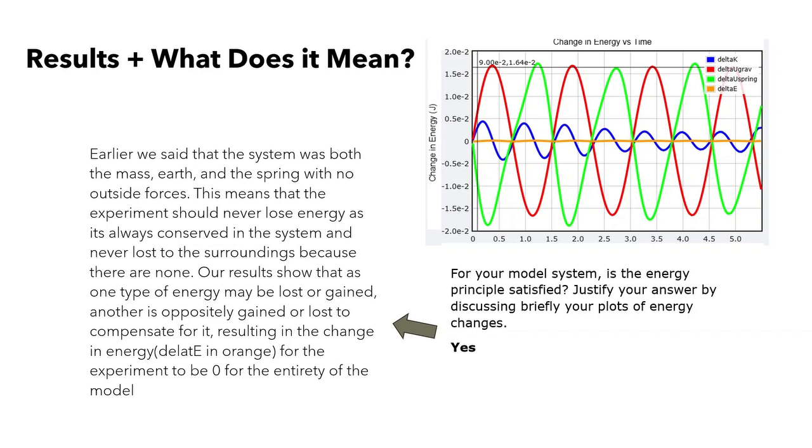Our results showed that as one type of energy may be lost or gained, another is oppositely gained or lost to compensate for it, resulting in the change of energy delta E, in orange on our graph, to be 0 for the entirety of the experiment. So you can see our graph, delta E, the middle line, is always in the center at 0.